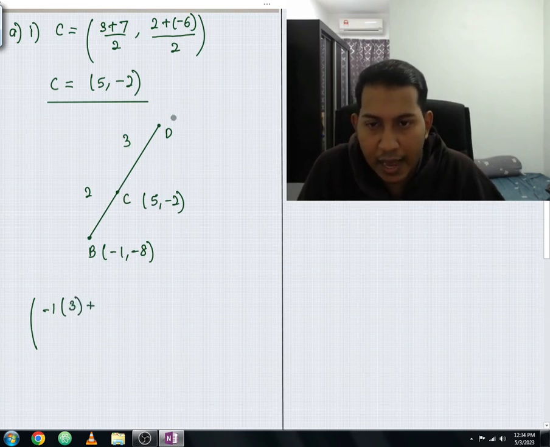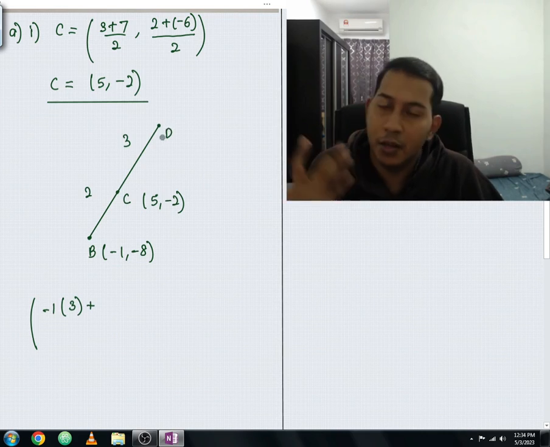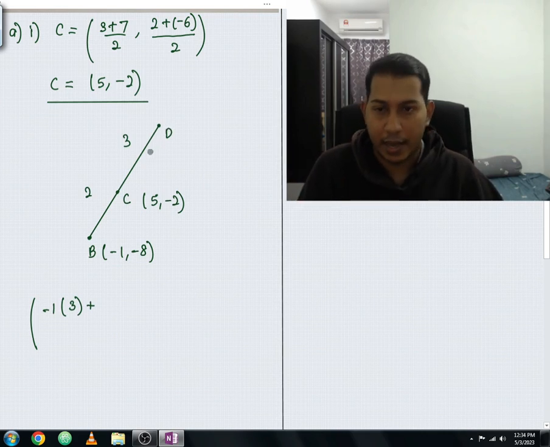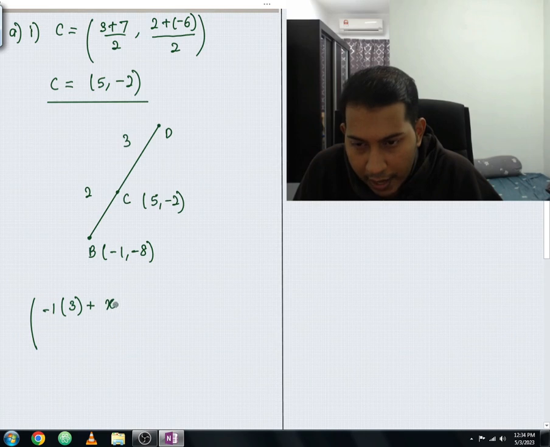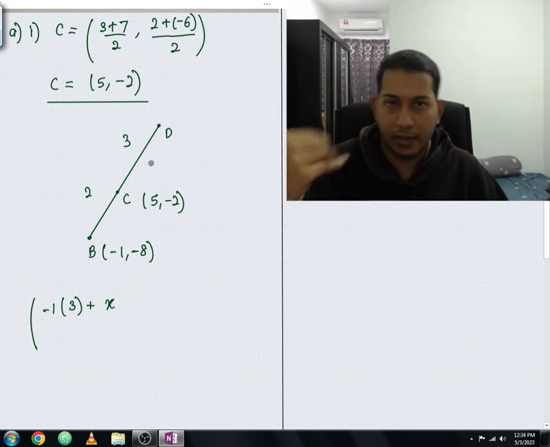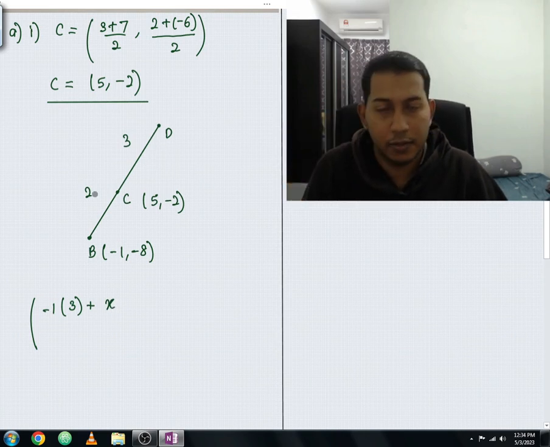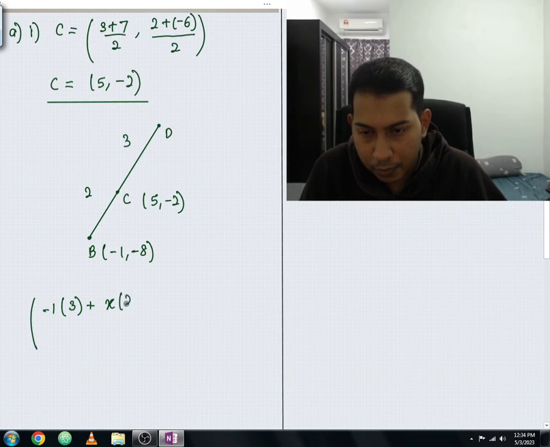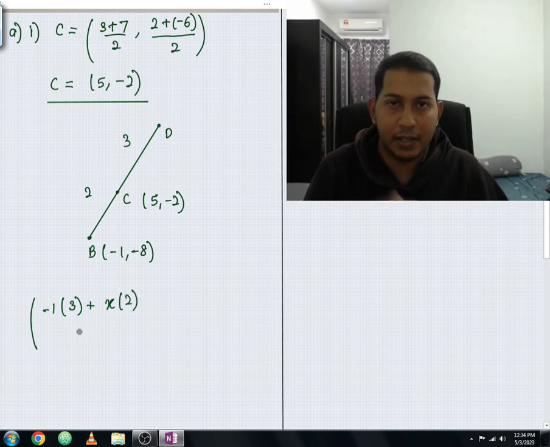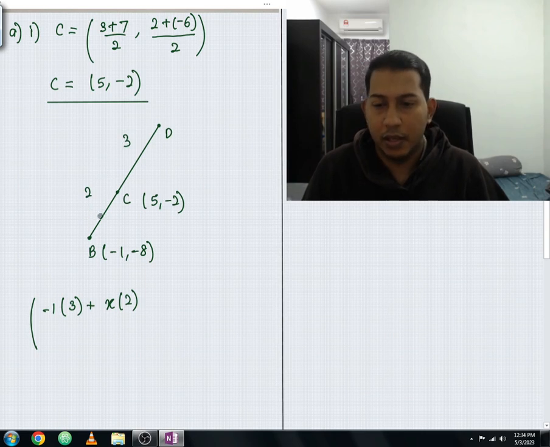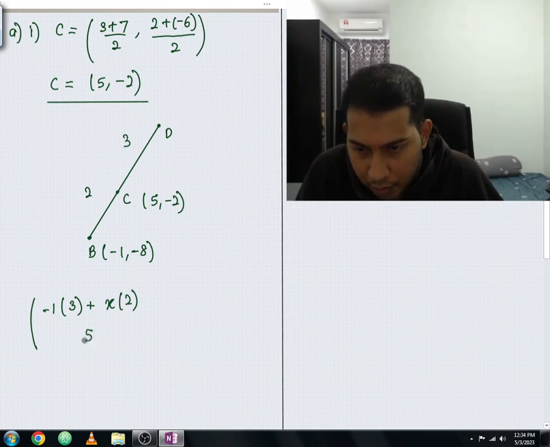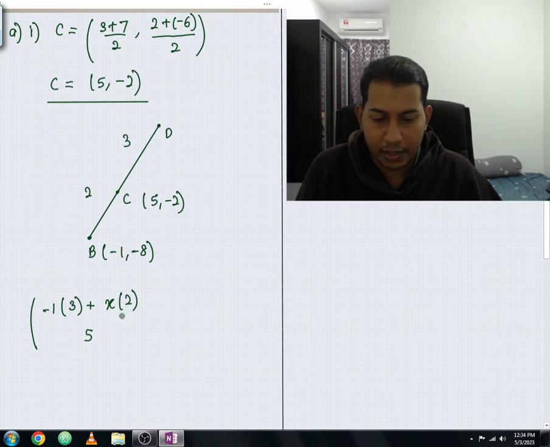So from here, the other end, x coordinate, do we know? We don't know. So we just write it as x. Okay, and then it times with the opposite ratio. What is the opposite ratio? In this case is 2. So x times with 2. Okay, and then you divide with the summation of ratio. Summation of ratio in this case is 2 plus 3, 5. Okay, so you calculate this, you should get equals to 5.